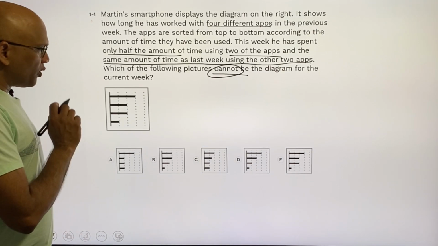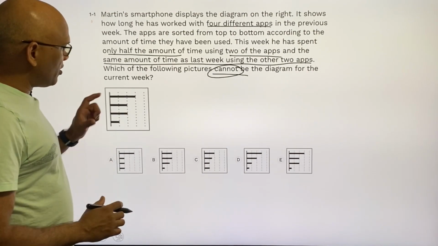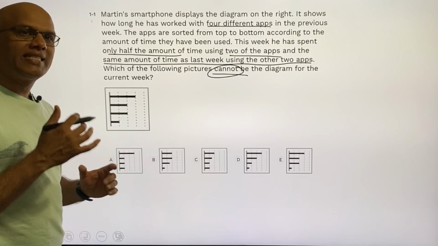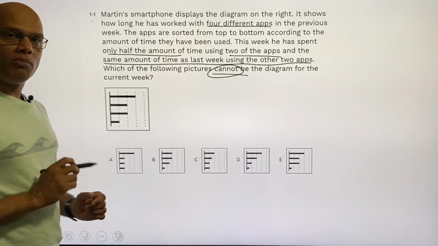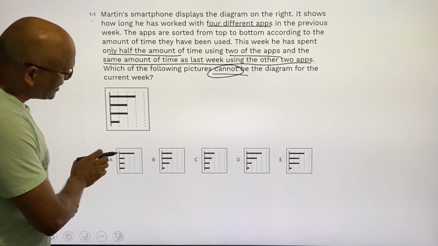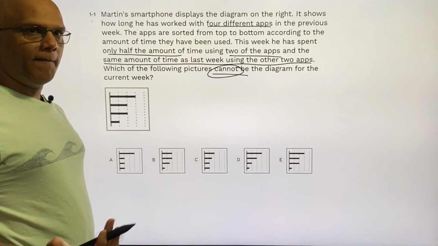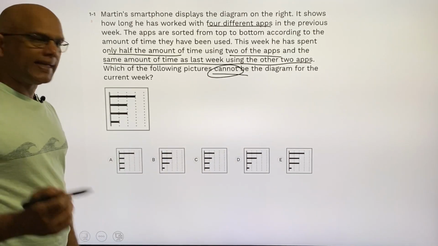The key here is to note that the bars are sorted, which means they're arranged from maximum to minimum. So this app is not necessarily this app. It may not be, depending on the time he has spent. All right, so let's check the options one at a time.